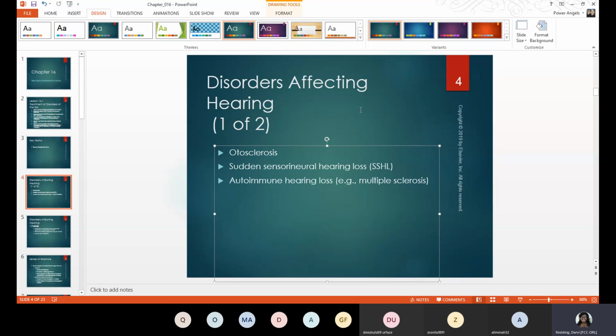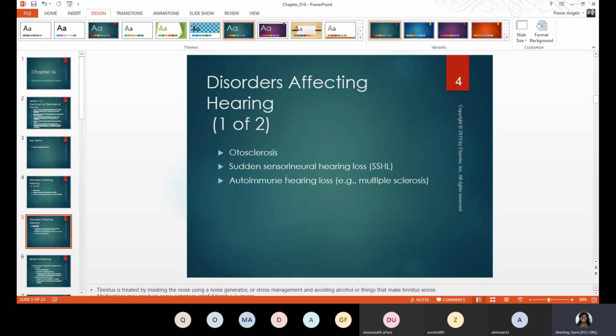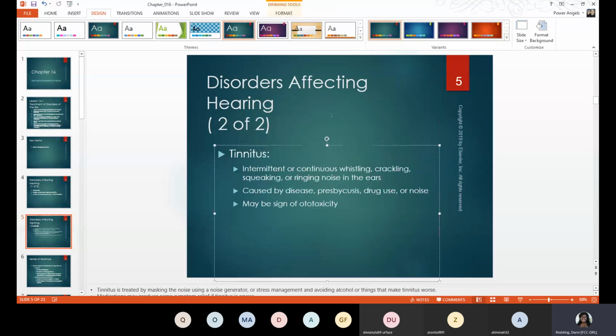So as we continue to learn about the disorders that also affect the ear, we'll also learn about a disorder called tinnitus. With tinnitus, it's an intermittent or continuous whistling, crackling, and squeaking, or it can also be a ringing noise in the ears. Now, the tinnitus can be caused by a disease, presbycusis. It could also be caused by drug use, or it could be caused by noise.